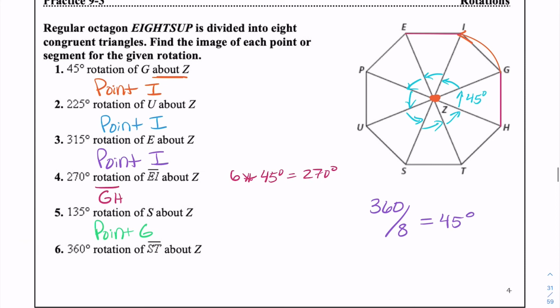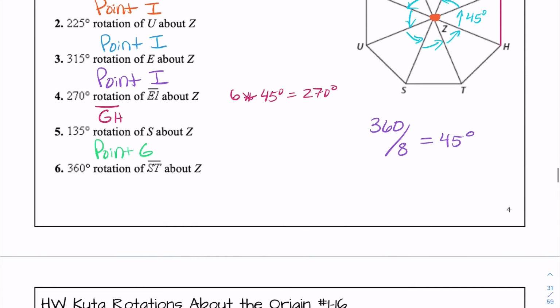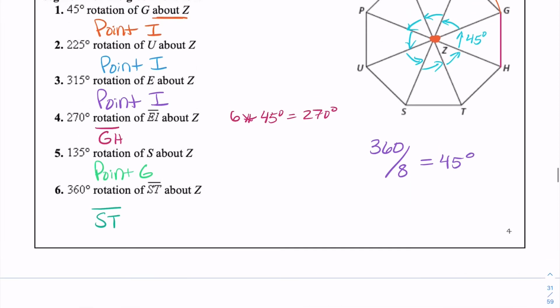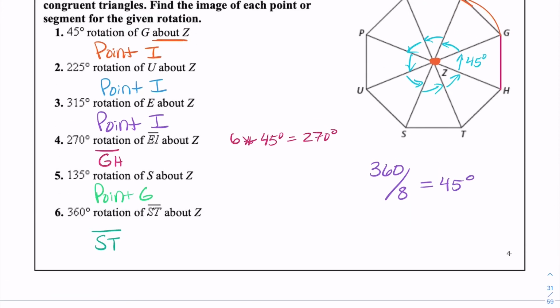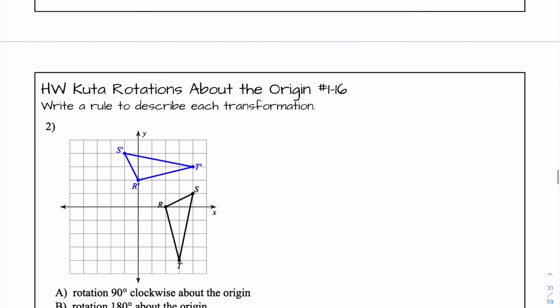So S T about Z. Guess what? You bring it 360 degrees, and you're going to have this same exact line. So it's S T. It's going to go all the way around. S will become S, T will become T, and that's it. We're good. So these are the next ones.